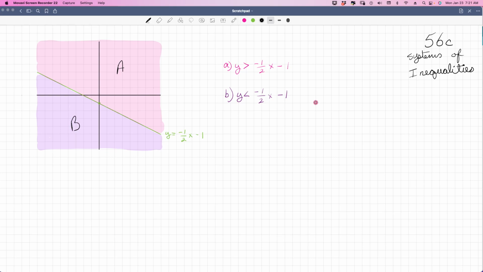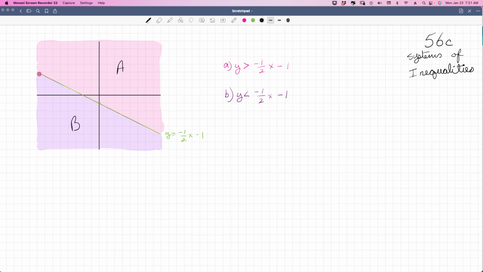Welcome back. We're in 56 Part C, and we're going to talk about systems of inequalities. So remember that the graph of an equation divides the set of all points. Whenever we graph this linear equation, it divides the set of all points.